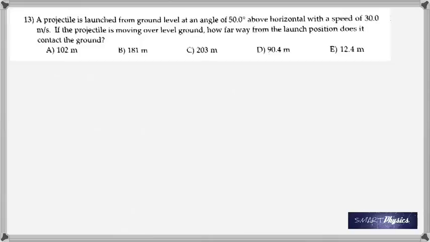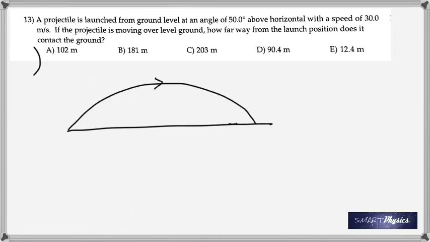13. A projectile is launched from the ground level at an angle of 50 degrees above the horizontal with a speed of 30 meters per second. Projectile is moving over level ground. How far away from the launch position does it contact the ground? Figure. There it goes. 50 degrees, 30 meters per second. Break it up into its components.